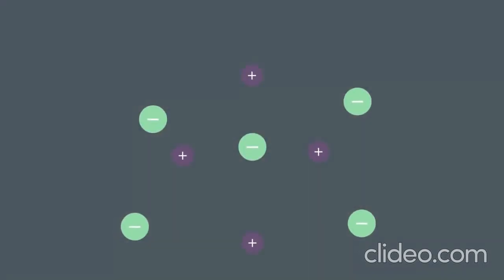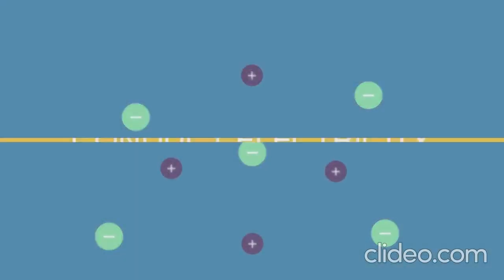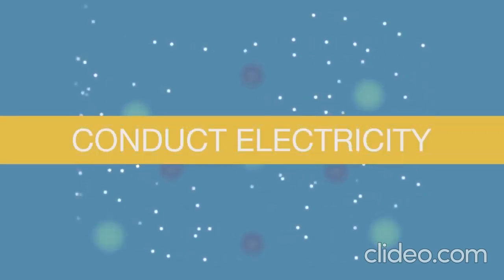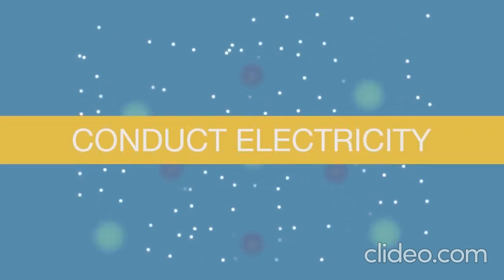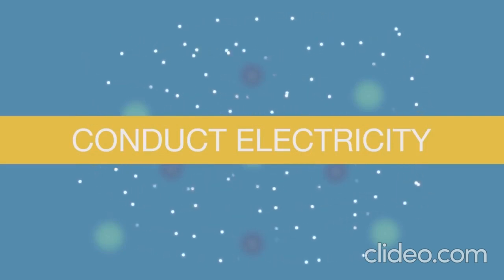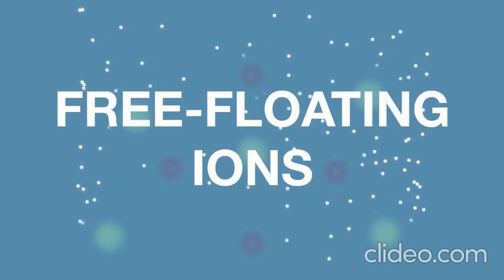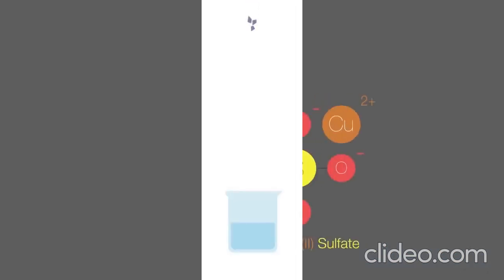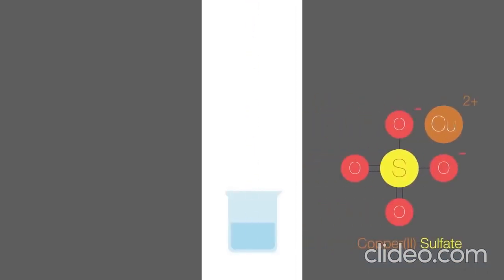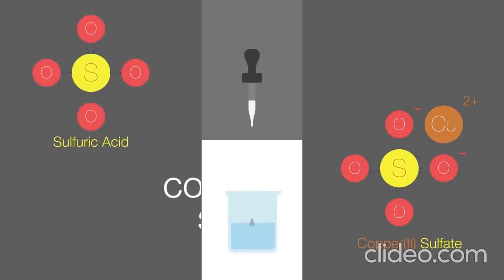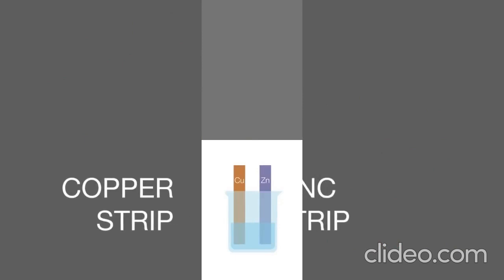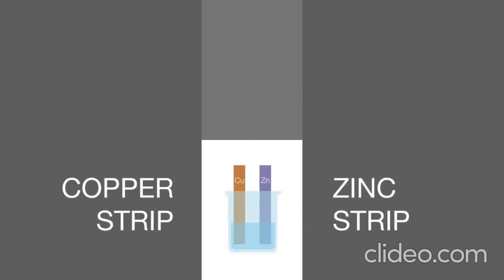An ionic compound dissolved in water can conduct electricity. This is another key property of ionic compounds. This is made possible due to the presence of free-floating ions. We can dissolve copper 2 sulfate in water in a beaker. Add a few drops of sulfuric acid. Place a strip of copper and a strip of zinc into the solution. These will act as electrodes.